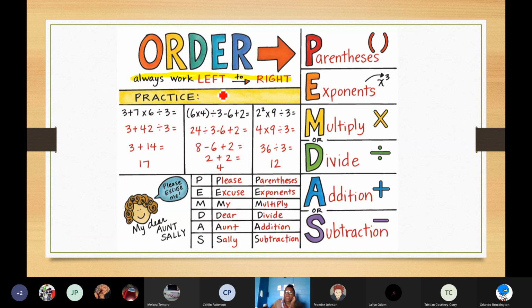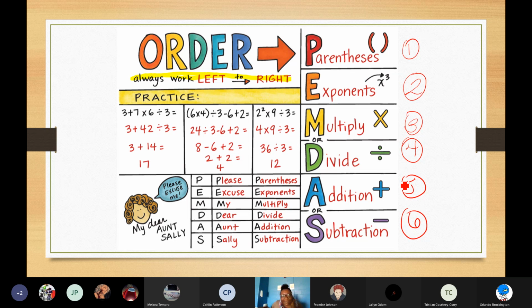It's important for us to remember that we're going to solve anything that is inside of parentheses first. We're then going to solve any exponent expressions second. We're then going to multiply and divide. And you can do either one of those. You don't have to do those in 3 and 4. If you need to divide first to move from left to right, you can do that first. And then addition, you do 5th. And then subtraction, you do 6th.